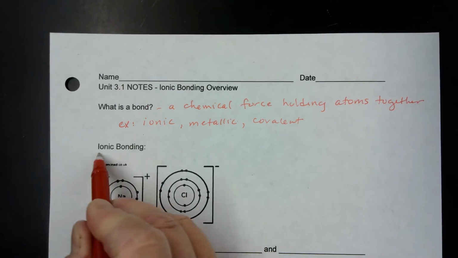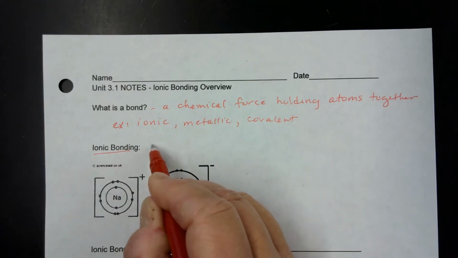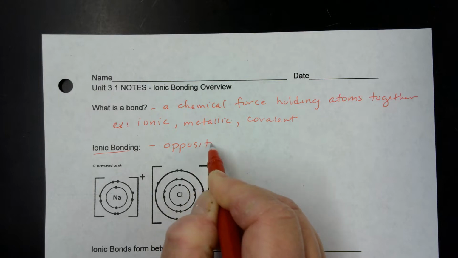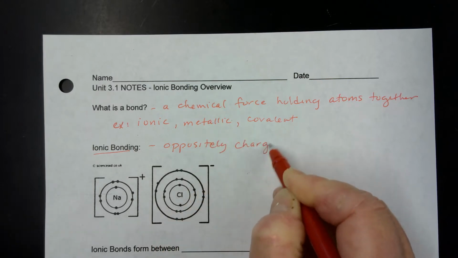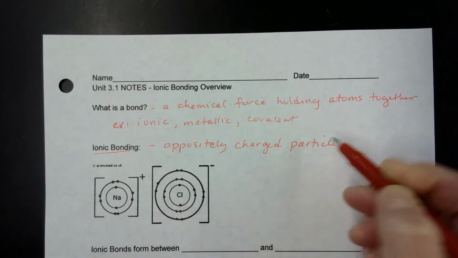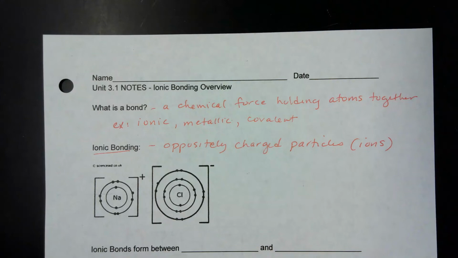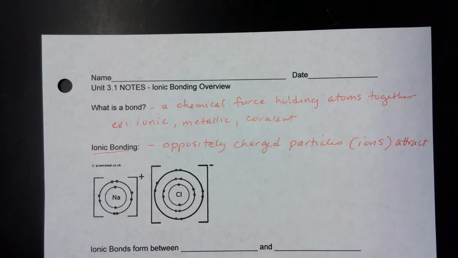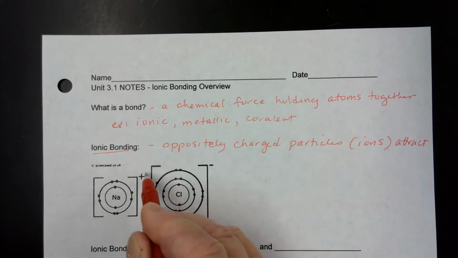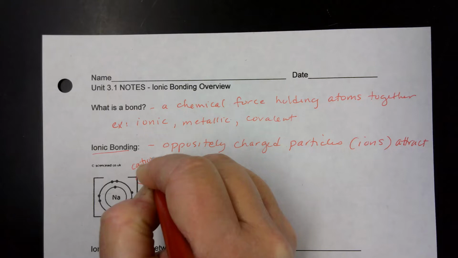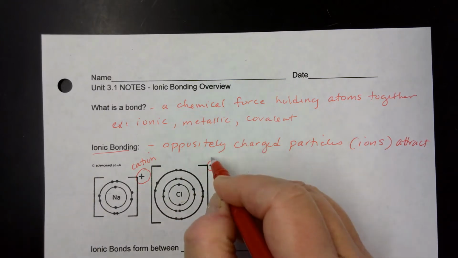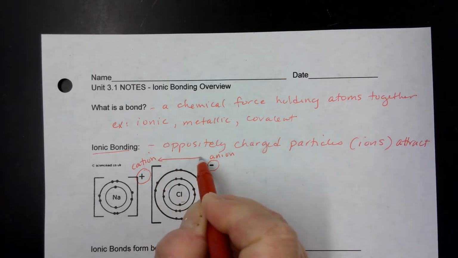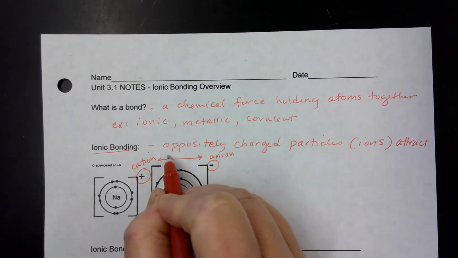So ionic bonding, let's talk a little bit more about that. Ionic bonding is essentially when you have oppositely charged particles, which we are calling ions. When you have those oppositely charged particles, a cation and an anion, the positive ion and a negative ion, those oppositely charged particles attract. So here we see a sodium atom. Overall, it is a +1 charge, so this is the cation. This chloride ion is overall negatively charged. This is the anion. And it is this attraction of the cation to the anion that is the ionic bond.